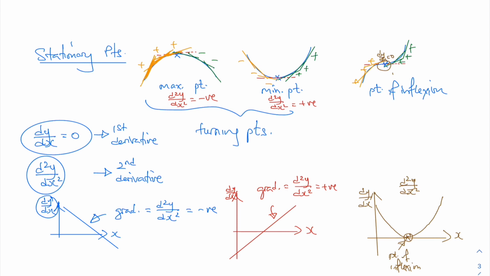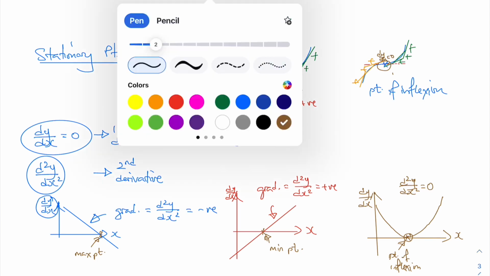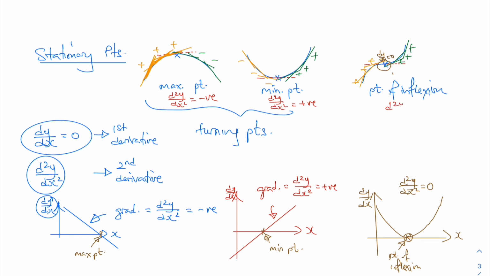So what's the gradient at this point? Zero. Yes, it goes to zero. Similarly, at this earlier one, the gradient is zero, so this is the minimum point, and this point here is the maximum point. So for a point of inflection, the second derivative is equal to zero. Got it? Yeah.